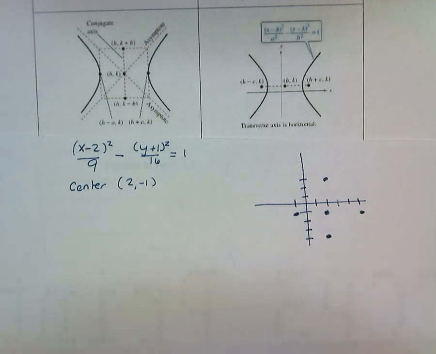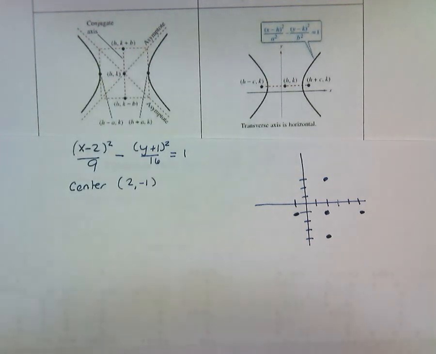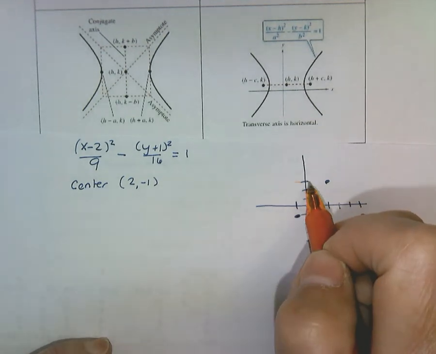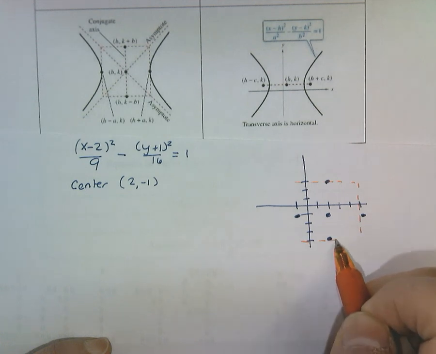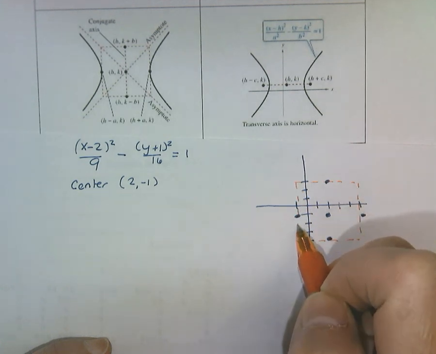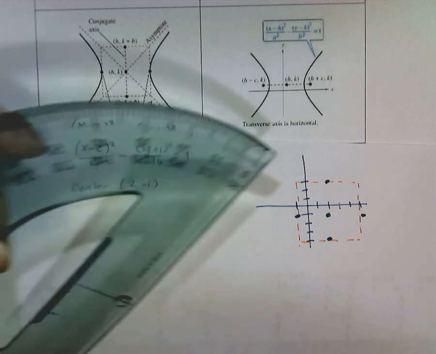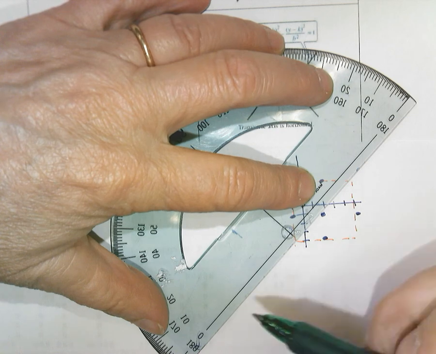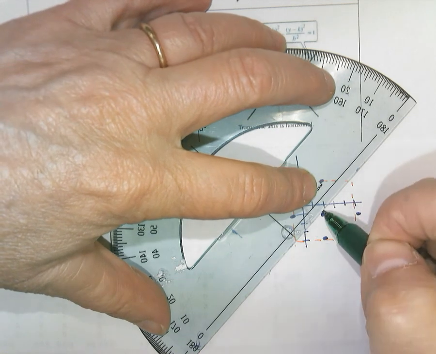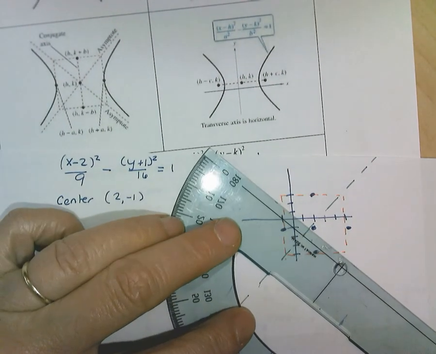That's what's going to create this box here. So I'm just going to draw that. It's a dashed line. It is not part of the hyperbola. If somebody draws it as a solid line, I do take off points. And I want to connect corner to corner. Those are my asymptotes. So I'm making diagonals going through the corners. And these are asymptotes. They are dashed lines. And I am using a straight edge.